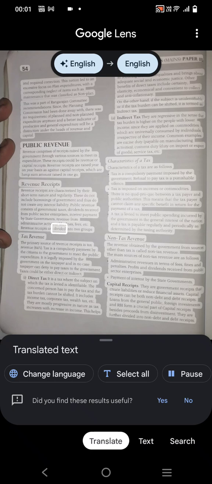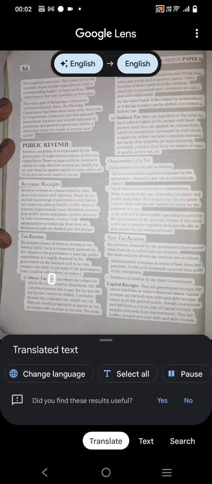Revenue receipts are divided into two groups. Tax revenue. The primary source of revenue receipts is tax revenue, 84%. Tax is a compulsory payment by the citizens to the government to meet the public expenditure. It is legally imposed by the government on the taxpayer, and in no case can the taxpayer deny paying taxes to the government. Taxes could be either direct or indirect.